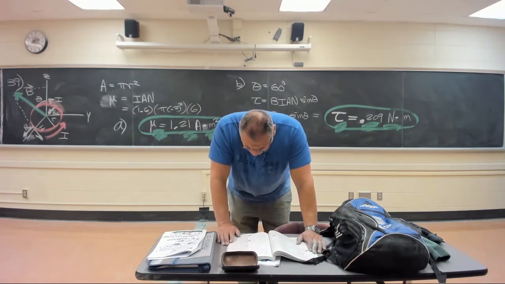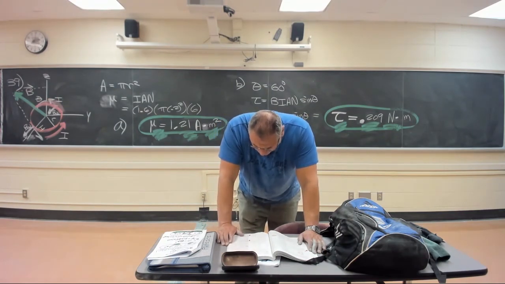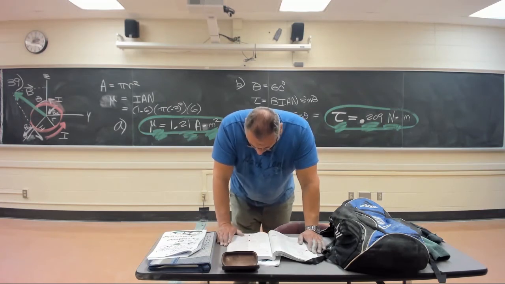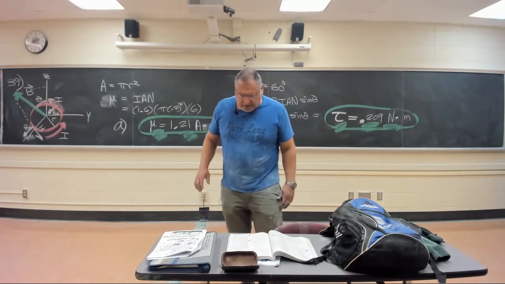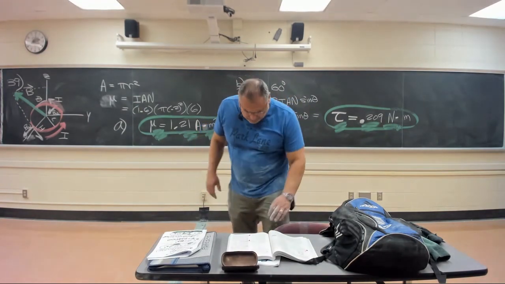For problem number 55, two long parallel wires separated by 2.50 centimeters carry currents in opposite directions. The current in one wire is 1.25 amps and the current in the other is 3.50 amps. A, find the magnitude of the force per unit length that one wire exerts on the other. B, is the force attractive or repulsive? Let's do 55, and then like I said, we'll stop for a little bit and I'll come right back and we'll do some of the other ones as well.